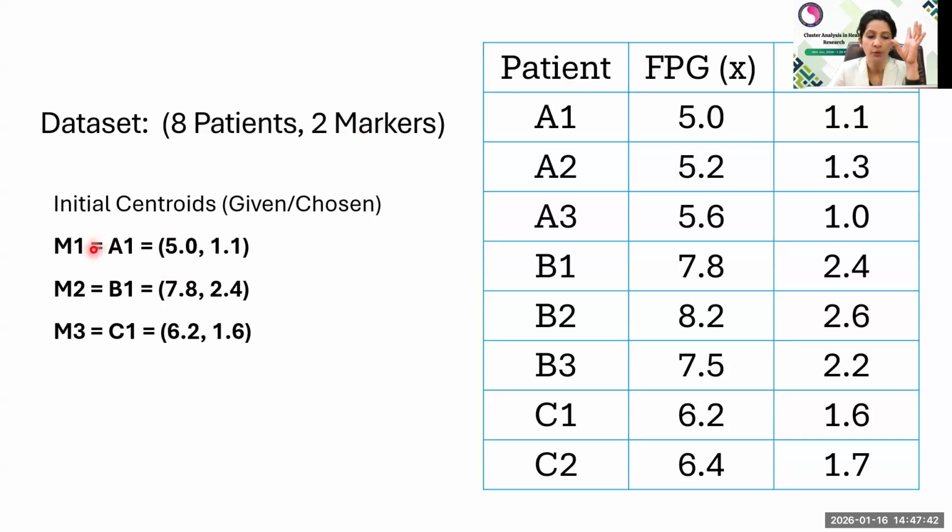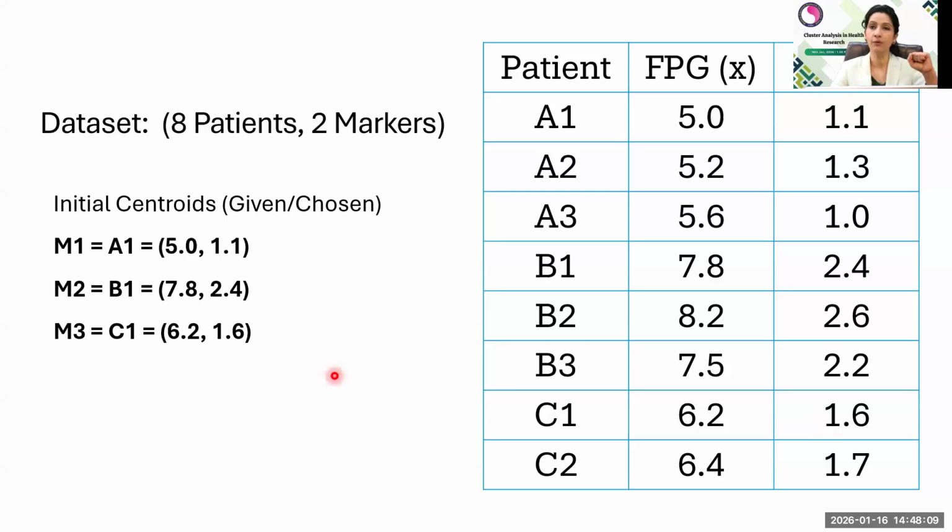So what you do, first centroid you take at A1. The second centroid, this is hypothetical, for example, I am telling you. The second you take as B1 and the third you take as C1. So these are the values. X is 5 and Y is 1.1. Then B1 is 7.8 for X and 2.4, and C1 is 6.2 and 1.6.